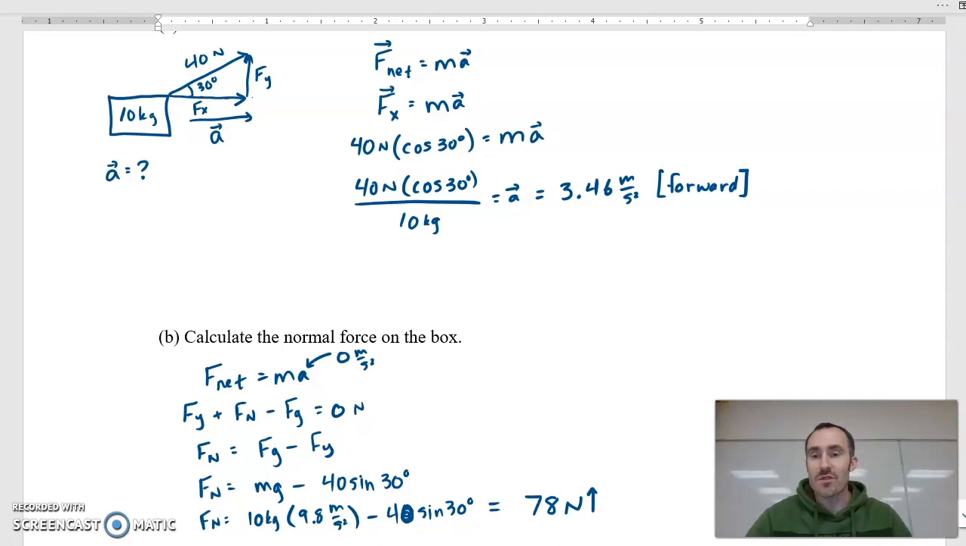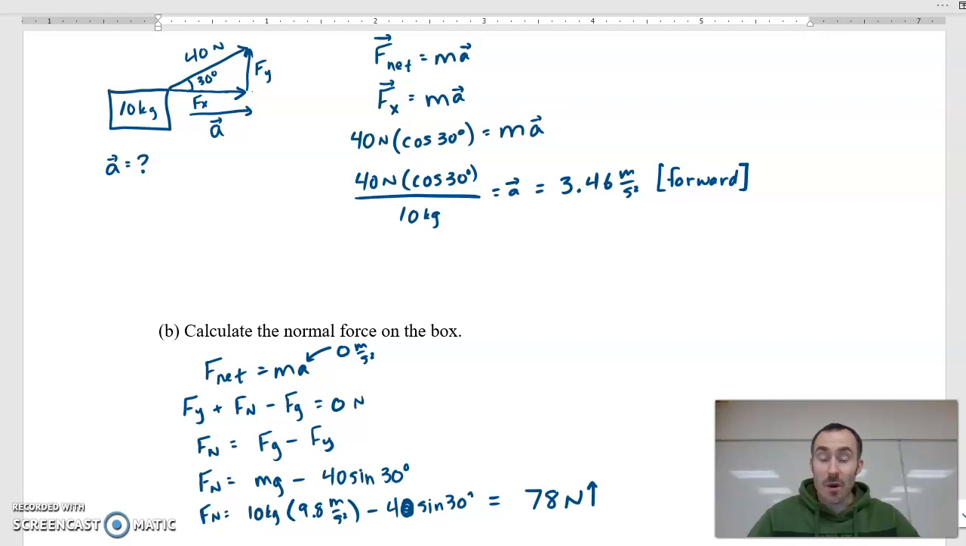So if we just do some quick mental math, 10 times 9.8, with the force of gravity, that's mass times 9.8, gives you 98 newtons. So gravity is pulling down with 98 newtons, and so 78 newtons of normal force makes sense when I am pulling upward a little bit. And that's the general idea of components of force.